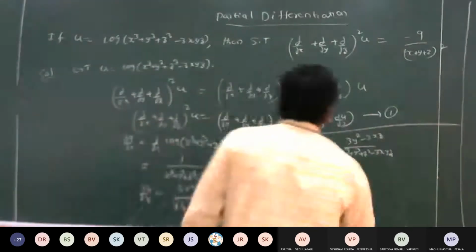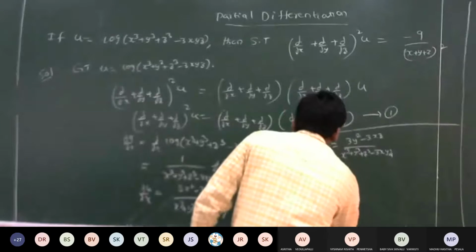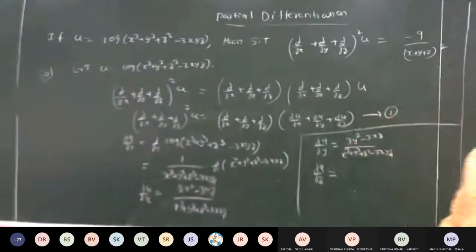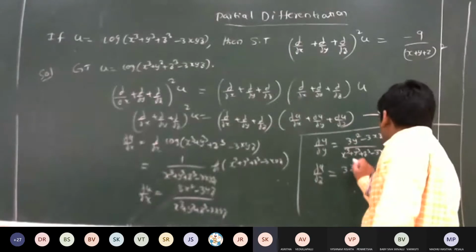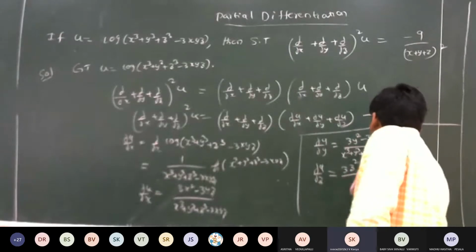Similarly, what is the value of dou u by dou z? It is 1 by (x cube plus y cube plus z cube minus 3xyz) of (3z square minus 3xy). Yes, very good.